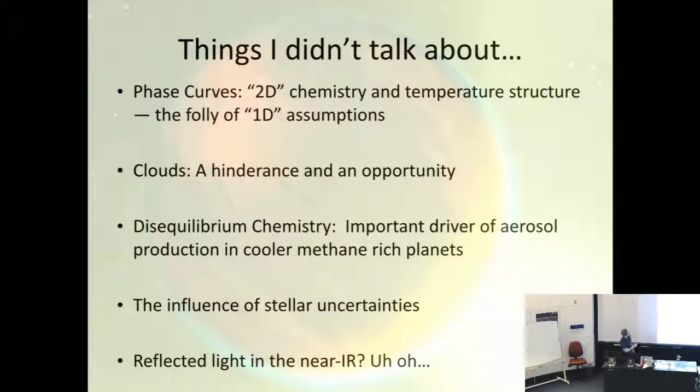Disequilibrium chemistry: I think one of the key things it is going to tell us is what's driving aerosol production in methane-rich planets. Are we getting the conversion between CH4 and CO right? How does that behave with temperature? Then there's the influence of stellar uncertainties on interpreting these spectra. As I alluded to before, you really have to understand the star. You have to understand whether the star is spotty. Oftentimes, you don't know the stellar effective temperature perfectly. There's some uncertainty on that, so that's going to propagate into the temperatures you get for the planets. That's usually not taken into account.